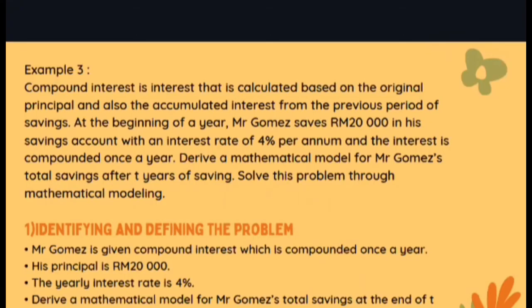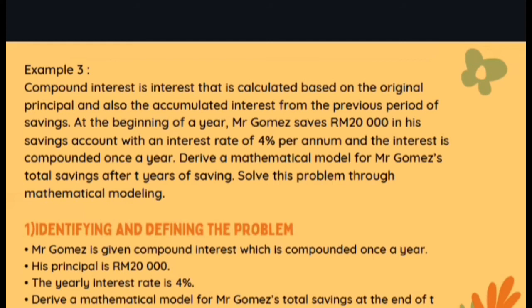Example 3. Compound interest is interest that is calculated based on the original principal and also the accumulated interest from the previous period of savings. At the beginning of a year, Mr. Gomez saved 20,000 ringgit in his savings account with an interest rate of 4% per annum, and the interest is compounded once a year. Derive a mathematical model for Mr. Gomez's total saving after 3 years of saving. Solve this problem through mathematical modeling.